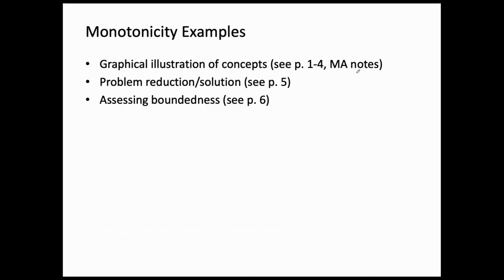We're going to go through a number of monotonicity examples here. We're going to start off with a number of graphical conceptual examples. And if you go back to the course notes on monotonicity analysis, these examples are found in pages 1 through 4. The next example involves problem reduction and problem solution. That's going to be found on page 5. And finally, we're going to look at an example where we are assessing boundedness, and this is found on page 6.